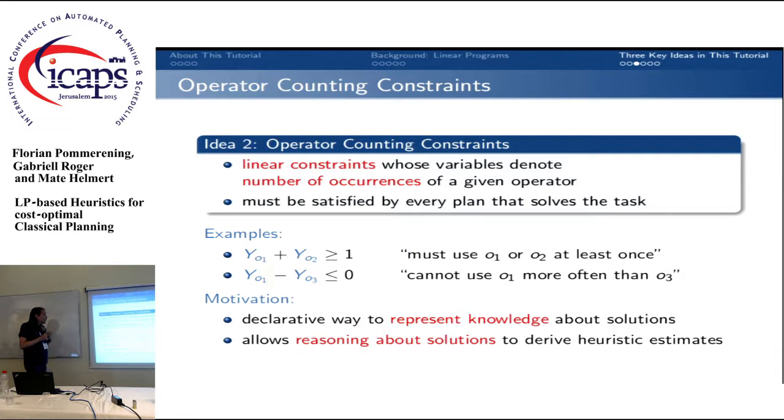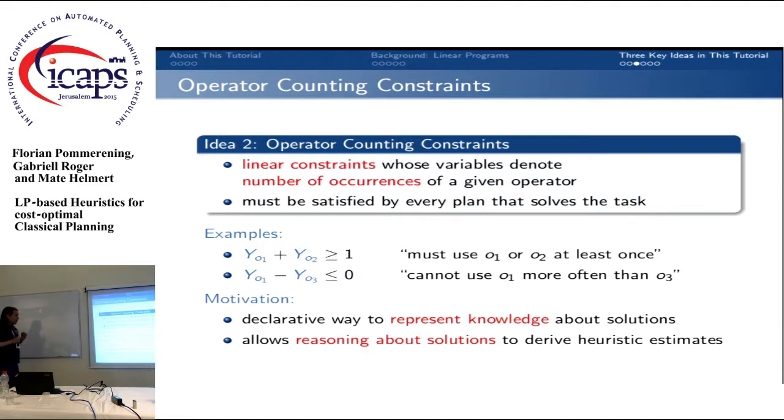Like, for example, I'm going to need operator 1 at some point, or I'm going to need operator 2 at some point. I know this. Then you can write this down as a numerical constraint that says the number of occurrences of O1 plus the number of occurrences of O2 must be at least 1. And that's an operator counting constraint, a linear constraint on these kinds of variables. But you can express very different things. For example, this one would express that you cannot use O1 more often than O3, right? Because if you move YO3 to the other side, it says YO1 less equal to YO3. So the semantics of that is, in every plan, I know that O1 cannot be used more often than O3. If you have that information, that's how you can write it down as an operator counting constraint.